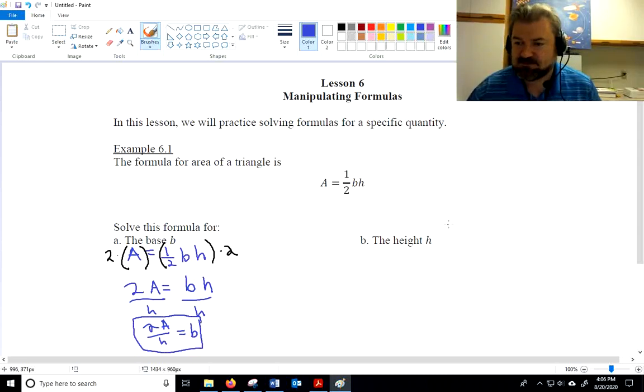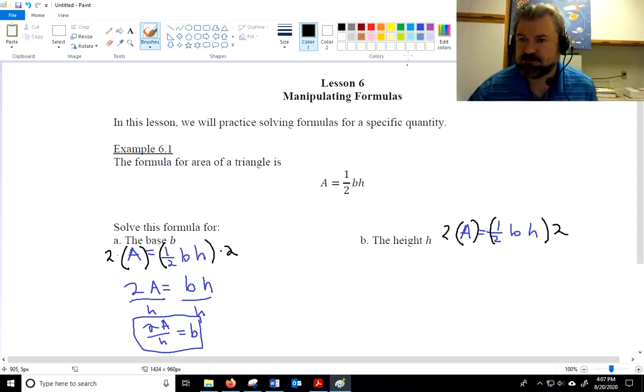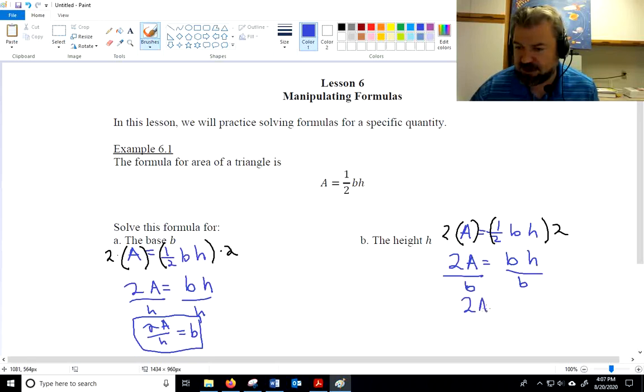Let's try the height. I'll start again with the original equation. Should have a very similar first step, right? But it's good practice. Okay, we're going to multiply both sides by 2. And that's going to give me 2a. The 1/2 and the 2 become 1, and then it's just b h. All right, now I'm going to divide both sides by b so that I can get h. So this is 2a over b is equal to h.